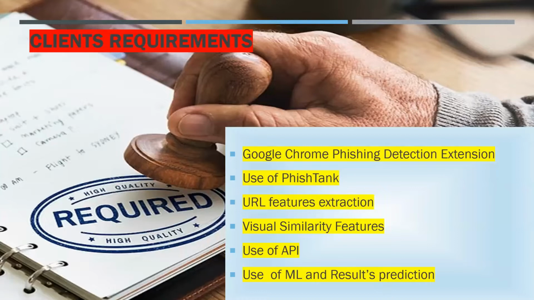So these are the requirements of our clients. They are looking for a phishing detection extension in Google Chrome with the use of PhishTank and different types of URL feature extractions with visual similarity features as well. They are looking for the use of API and machine learning. And at last, we have our predictions for the results as well.